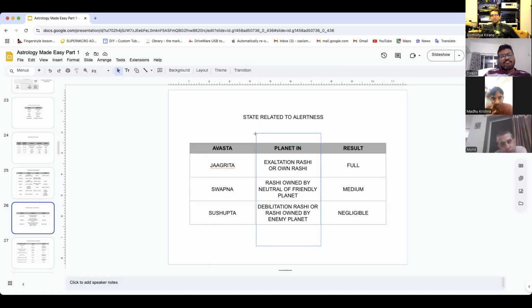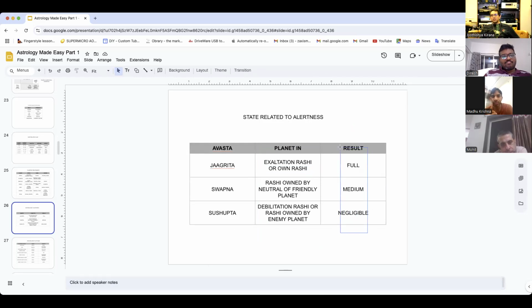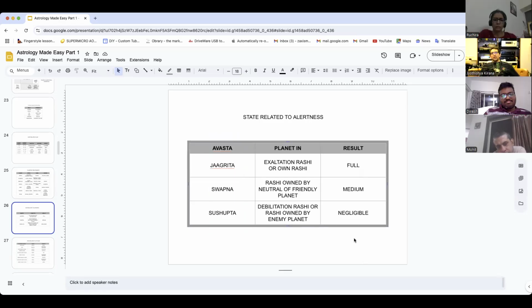So this comes in your placement, and that is taken in your Shadbala. That's why this is coming in. This table, where we have given full, medium and negligible result, is taken in Shadbala. So don't worry about this. But for a planet, what kind of result it will give, you can deduce using this Jagrata, Swapna or Sushupta.